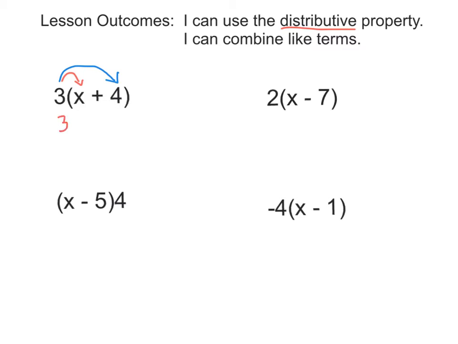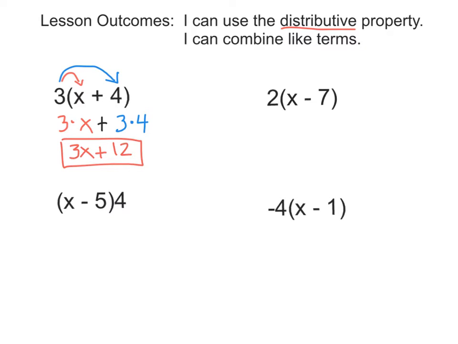So 3 needs to be multiplied by x, and then we're going to keep that plus sign there. And then the 3 needs to be multiplied by the 4, right? So the 3 is multiplied by the x, that's right here, plus the 3 is then multiplied by the 4. Now, of course, we're going to simplify this, and many of you are not going to need this second step in the middle. When we simplify, we know that 3 times x is another way of saying 3x, and then plus 3 times 4, which is 12. So this is our simplified way of writing after we use the distributive property, 3x plus 12.